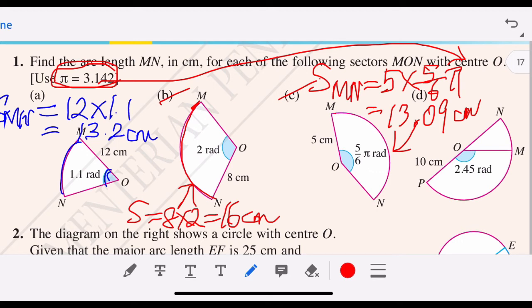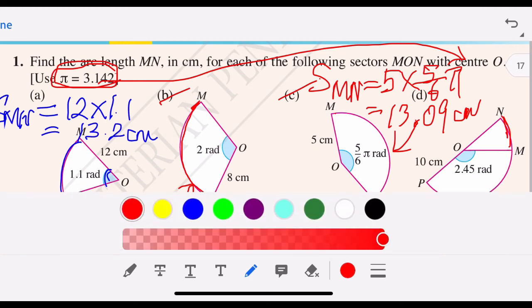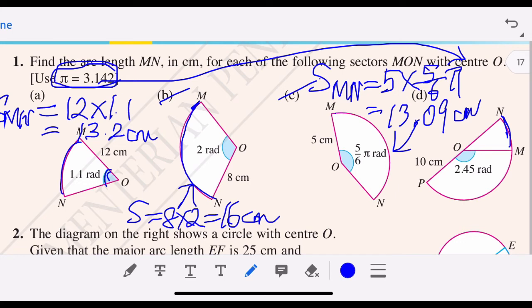Next one, you are asked to find this part. Let me highlight in blue color. First of all, if you want to find the arc length, you must have the angle subtended. So what is the angle here? For a semicircle, the angle is pi. For a circle it is 2 pi, right? For half of the circle, which is semicircle, it is pi. So the whole thing here is pi.